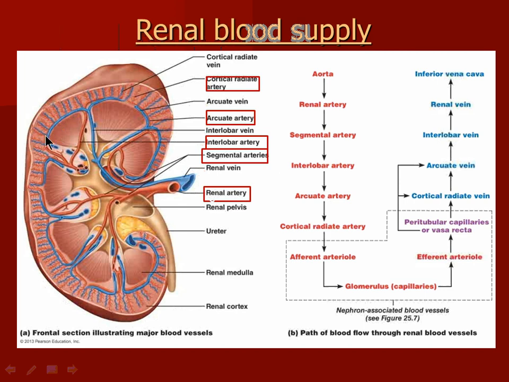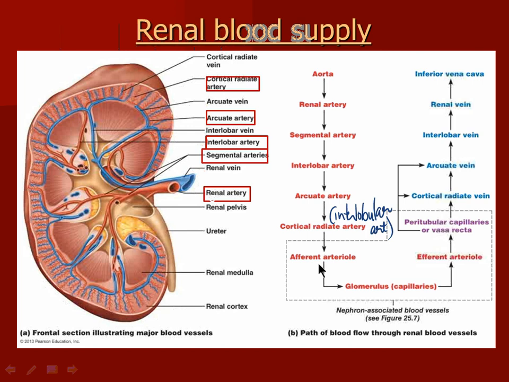From the arcuate artery, you get arteries which go straight out and appear to be radiating into the cortex. These are called cortical radiate arteries, or they used to be called, and many books still refer to them as, interlobular arteries. So here, these are the interlobular arteries. From these interlobular arteries, you get much smaller arteries coming off, known as afferent arterioles.